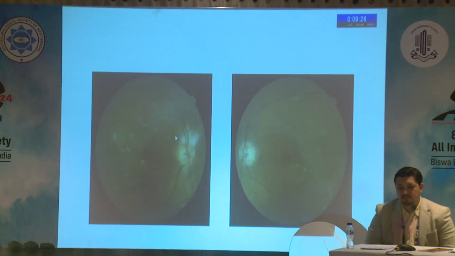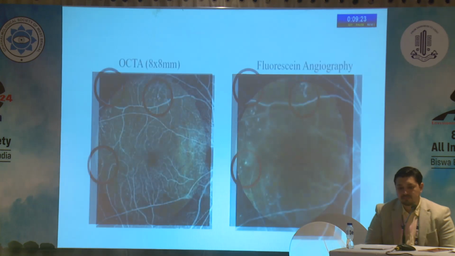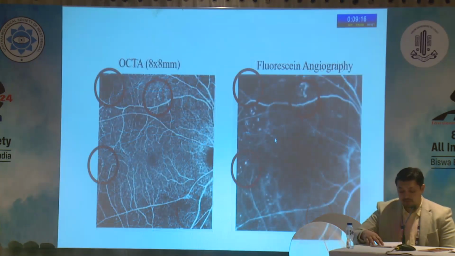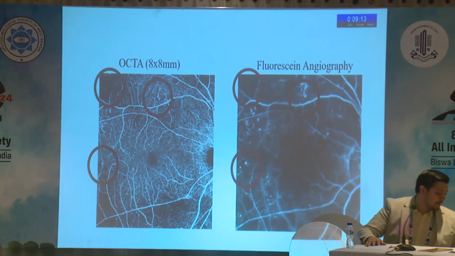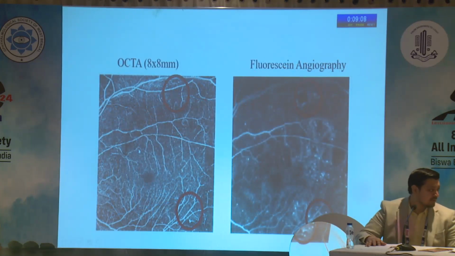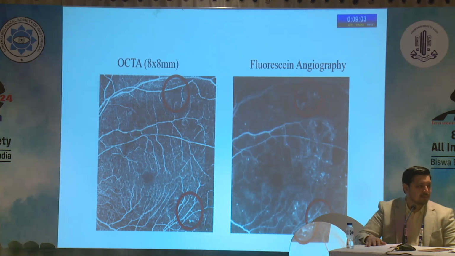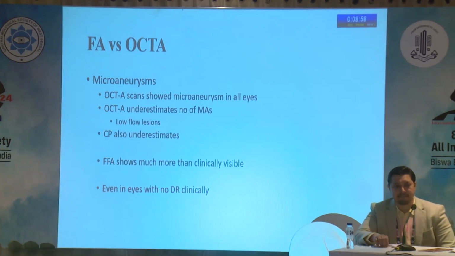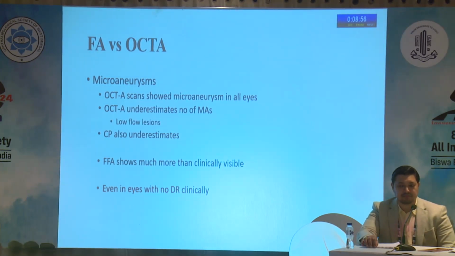So this is a patient, you can see there's a non-proliferative diabetic retinopathy. When we compare OCTA versus FFA, you can see there are many more microaneurysms visible on fluorescein angiography but much less visible on OCTA. This is another patient, similar thing happening. You can see certain microaneurysms which we can see on FFA are not visible on OCTA. So why this happens we don't know, but probably microaneurysms are low flow lesions, and that's why OCTA is not able to make out the phase difference.